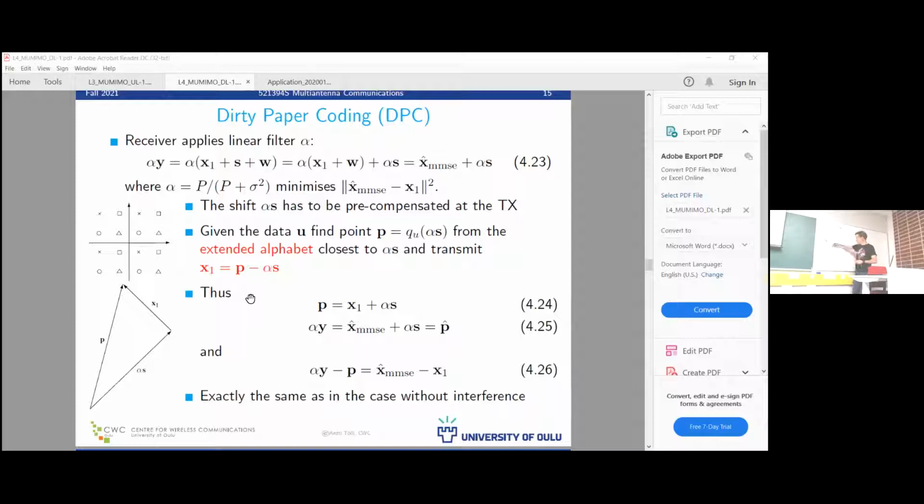At the user side this information is also available. The user has to know this extended alphabet. It doesn't need to know the interference, but it has to know the extended alphabet. That's the complication.